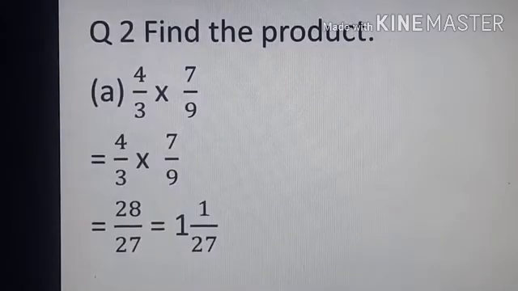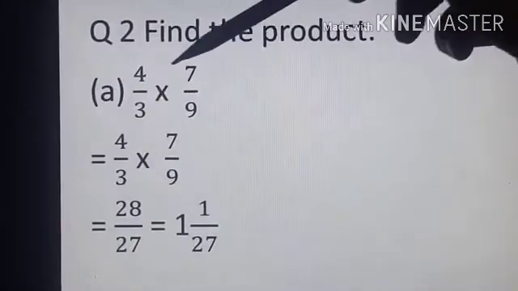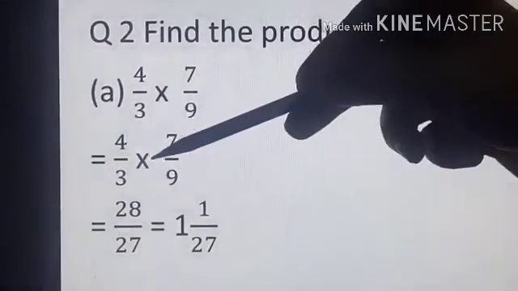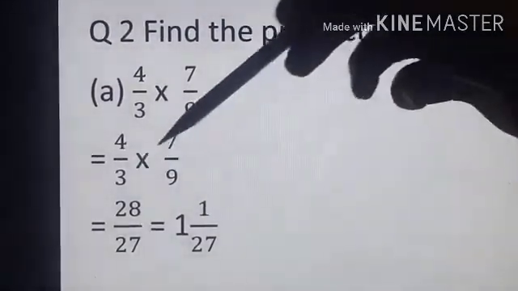Now let's move to our question number 2. Find the product. A part: 4 upon 3 multiply by 7 upon 9. But these questions are very simple. You only need to do a little bit of practice. When you start doing the work in the practice notebook, you will solve these parts within minutes. Okay, so do written practice. 4 upon 3 multiply 7 upon 9. Now you can see, beta, no cutting is there.